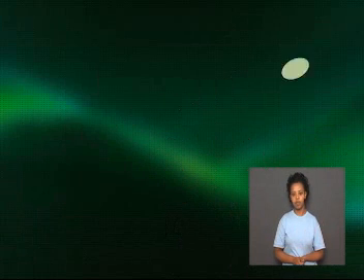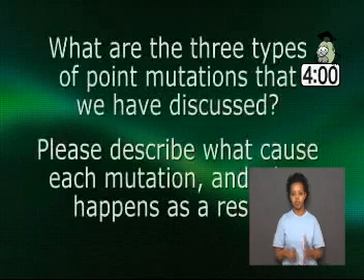Students, let us do an activity. What are the 3 types of point mutations that we have discussed? Please describe what causes each mutation and what happens as a result. Students, let's get ready. Begin.